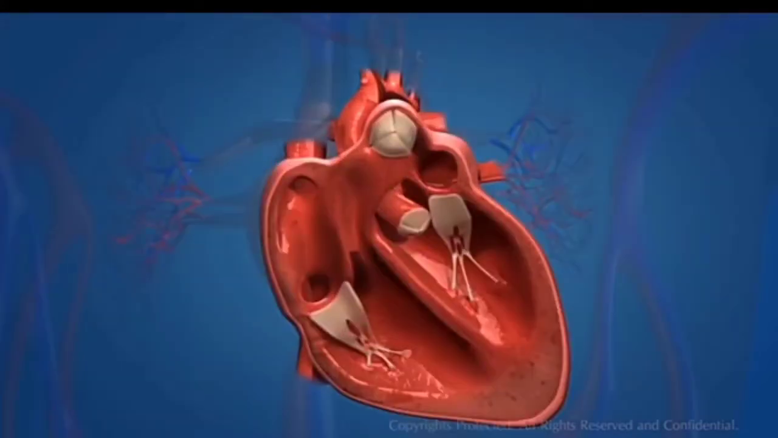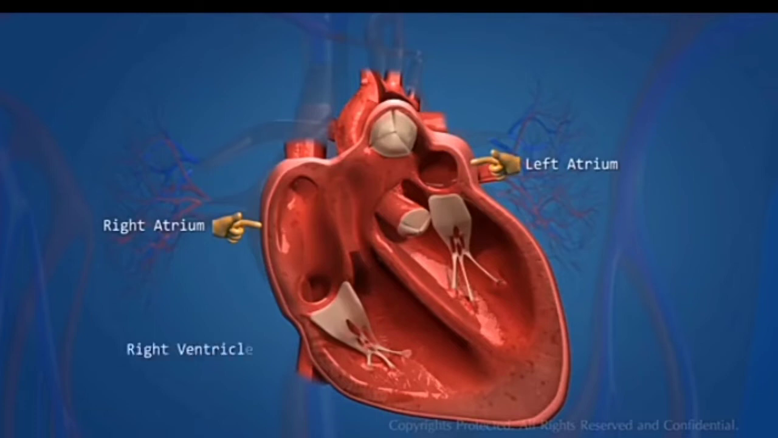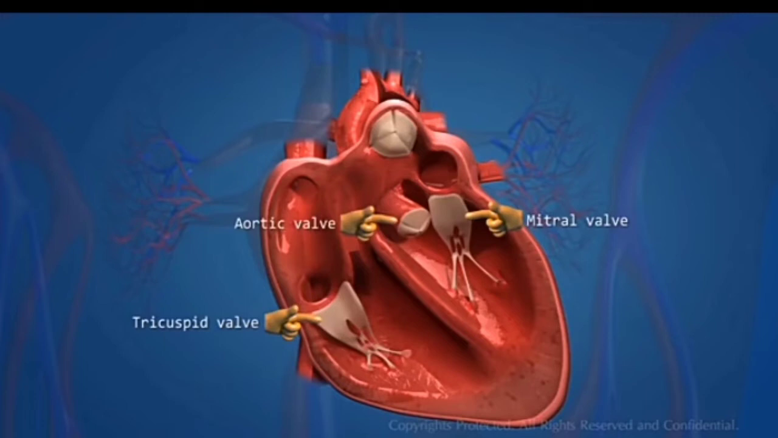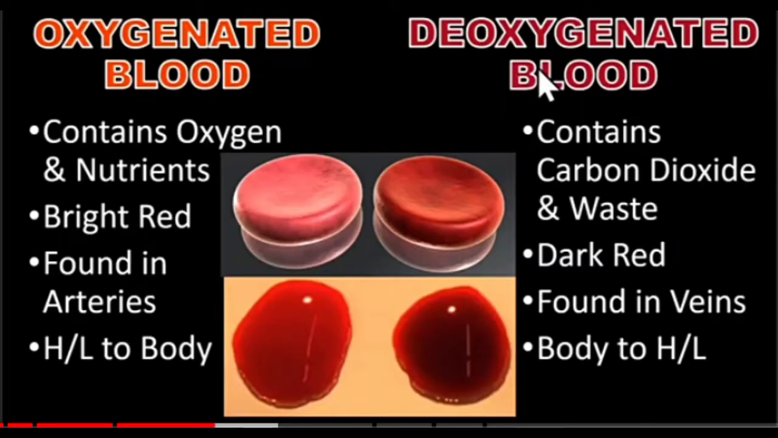The heart has four chambers: the right atrium, the left atrium, the right ventricle, and the left ventricle. The heart also has four valves. First, we have the tricuspid valve between the right atrium and the right ventricle. Then we have the mitral valve between the left atrium and left ventricle. Then the pulmonic valve going to the pulmonary artery, and the aortic valve going to the aorta.